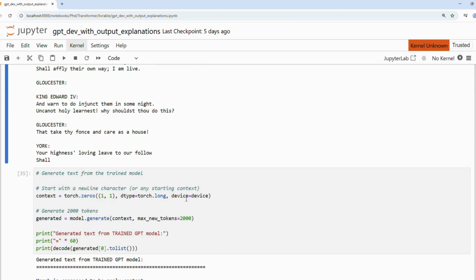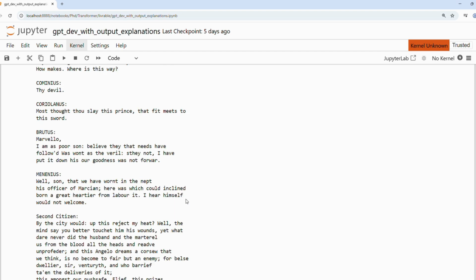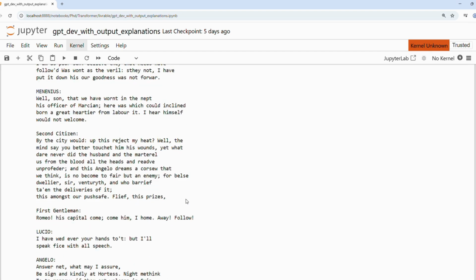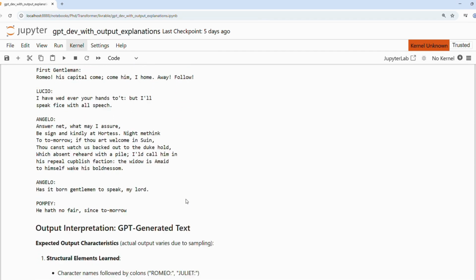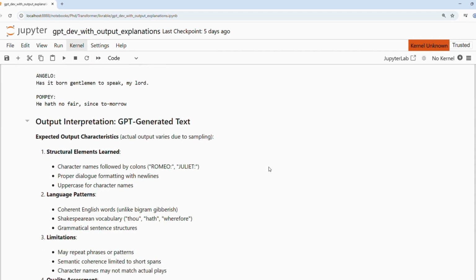Second, language patterns. We see coherent English words, not random character sequences. The model produces Shakespearean vocabulary, words like thou, hath, wherefore, and prithee. Grammatical sentence structures emerge naturally.